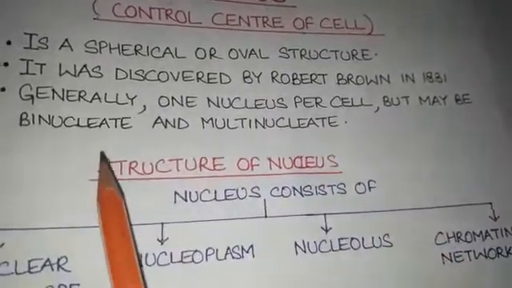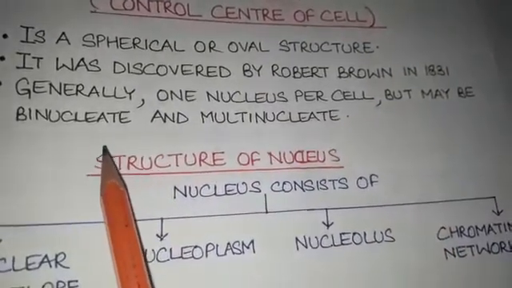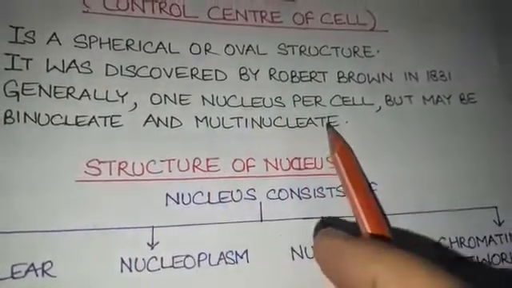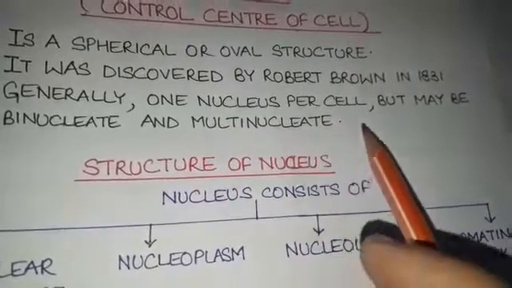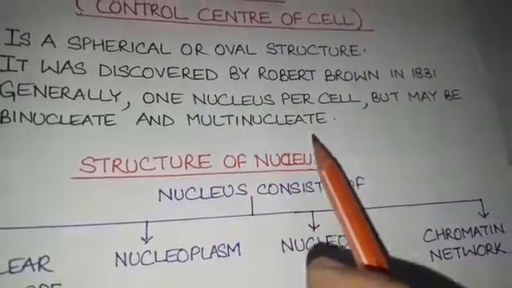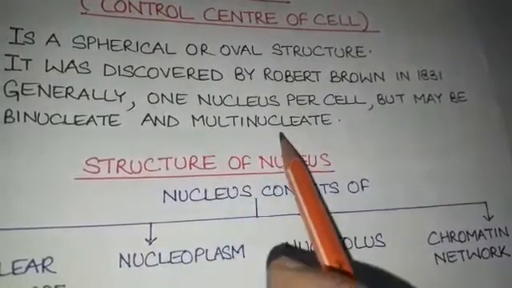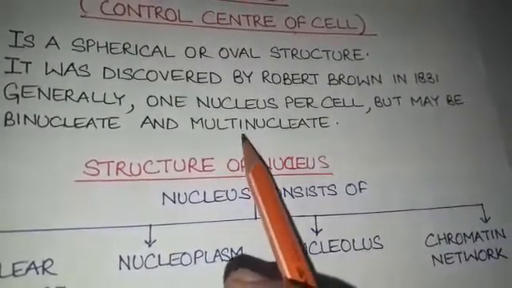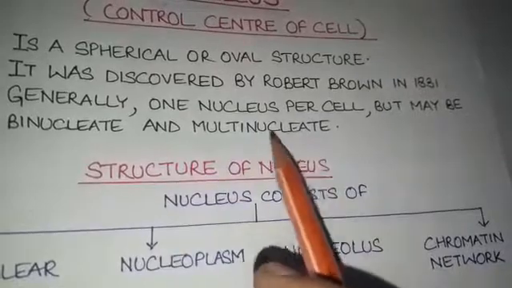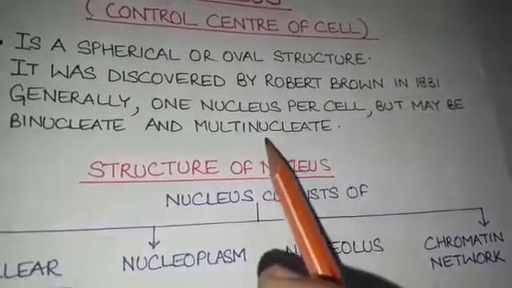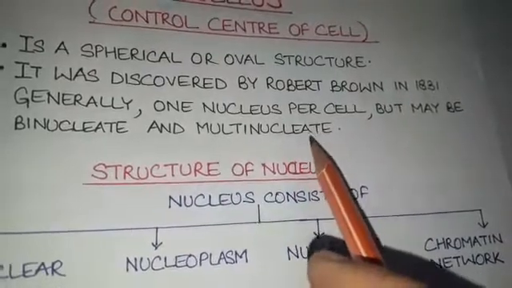Generally, when we talk about a cell, usually one nucleus is present per cell, but there might be some cells that are binucleate, means contain two nuclei, or there are some cells that are multinucleate. For example, our voluntary muscles have multiple nuclei in them. It means they are multinuclear. And there are some cells that do not have a nucleus. For example, RBCs do not have a nucleus.